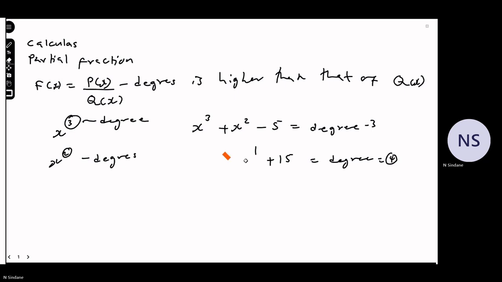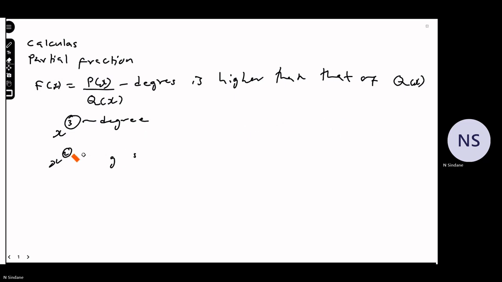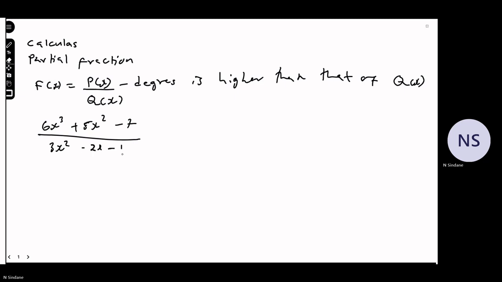So now let's get a question where the degree of the numerator is higher when compared to the degree of the denominator. Right? I'll show you cases like that and how we solve them. Okay, say you have 6x to the power 3 plus 5x squared minus 7, divided by 3x squared minus 2x minus 1. So in this case, I can't directly go to partial fractions. Why? The degree of the numerator is bigger than the degree of the denominator. Therefore, I need to use long division.